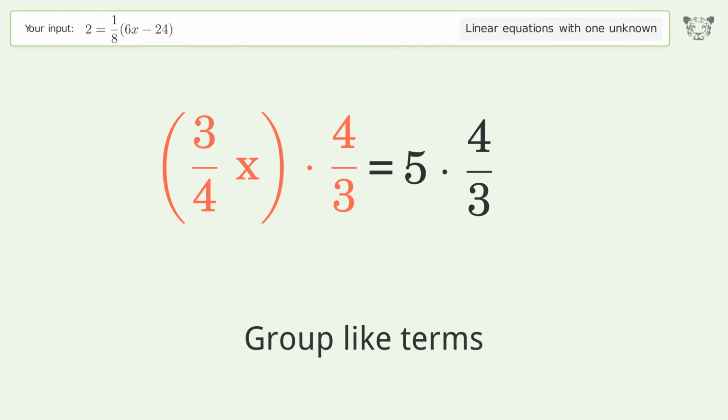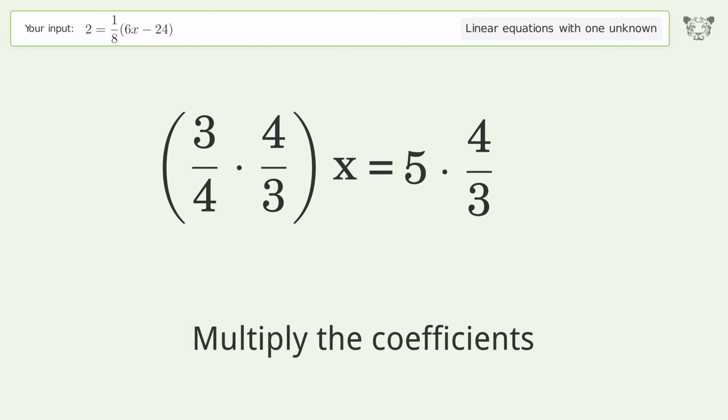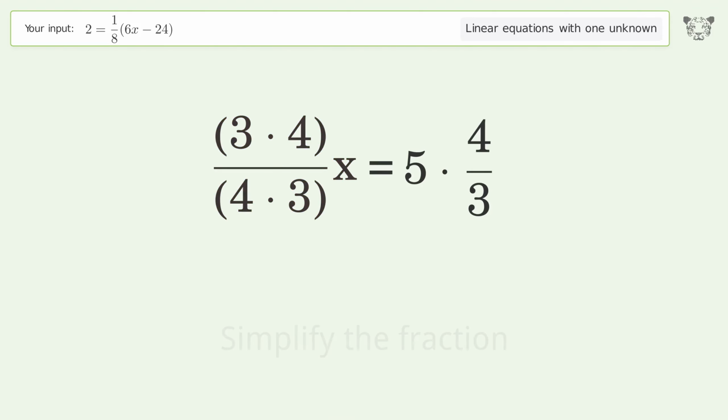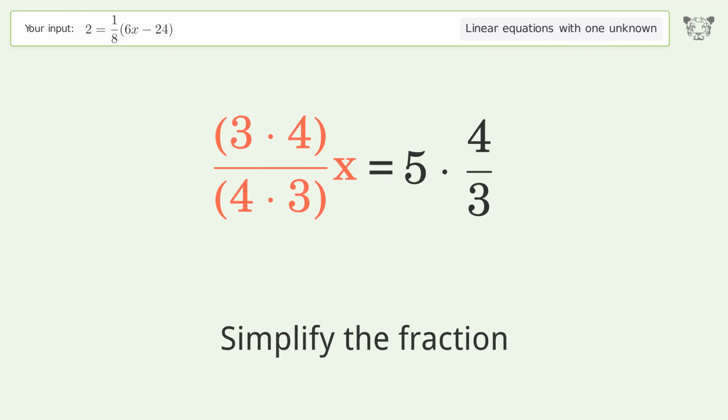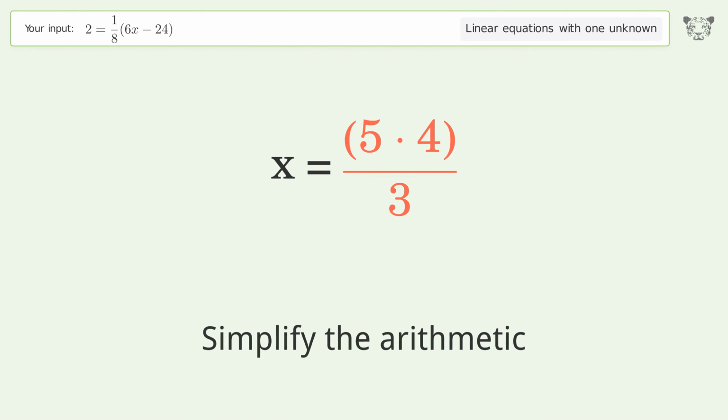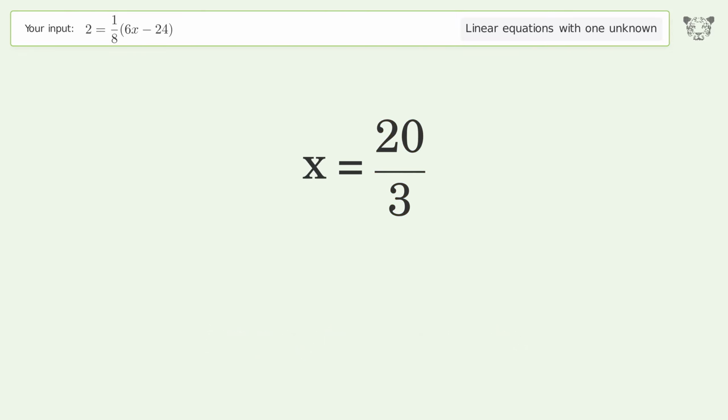Group like terms. Multiply the coefficients. Simplify the fraction. Multiply the fractions. Simplify the arithmetic. And so the final result is x equals 20/3.